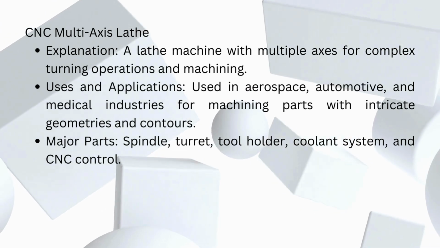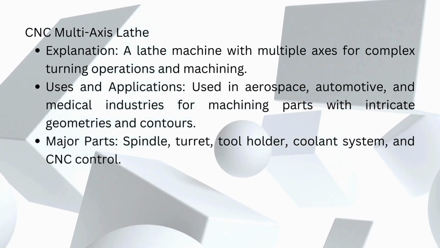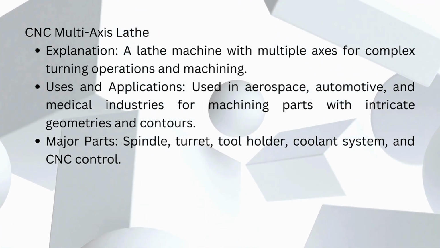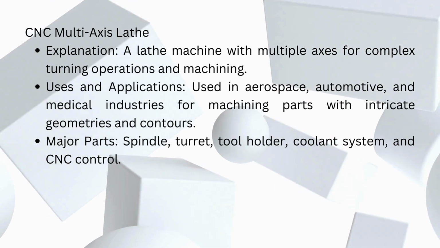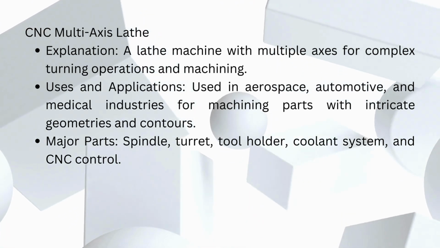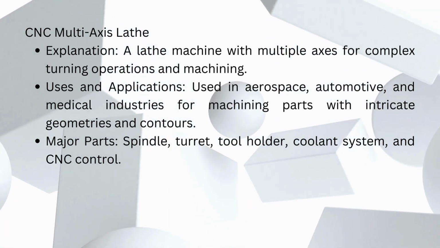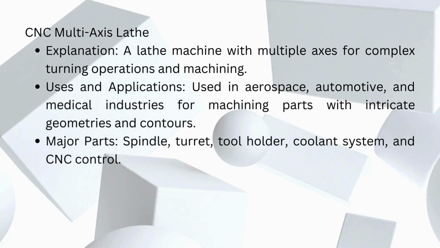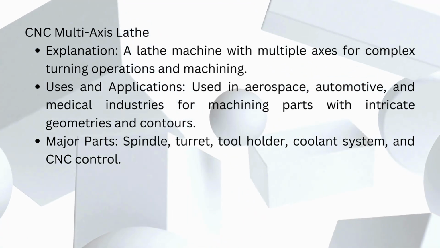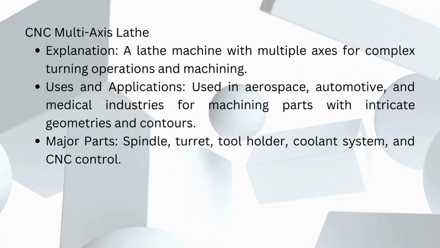CNC multi-axis lathe. Explanation: a lathe machine with multiple axes for complex turning operations and machining. Uses and applications: used in aerospace, automotive, and medical industries for machining parts with intricate geometries and contours. Major parts: spindle, turret, tool holder, coolant system, and CNC control.